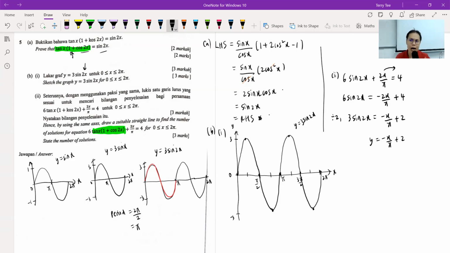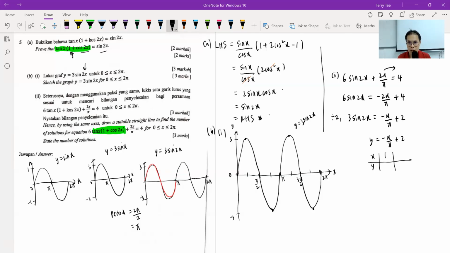Yeah, I know some people say, how do you know it's a straight line? Because it's in the form of y equals mx plus c. You can see here your m is actually negative 1 over pi. And the easiest way to draw a straight line is 2 points. We just need 2 points to draw a straight line.